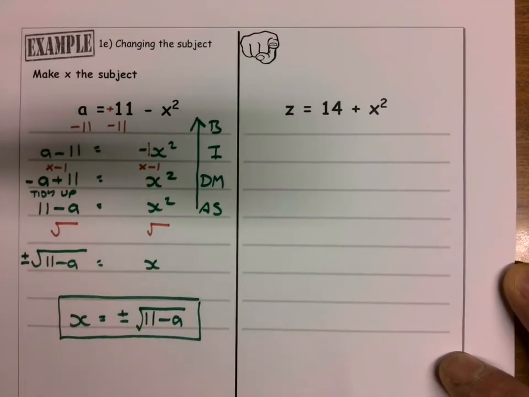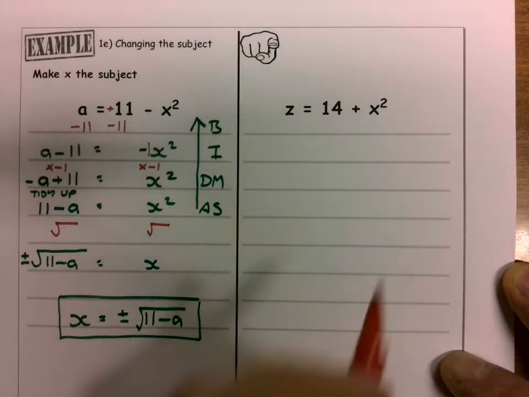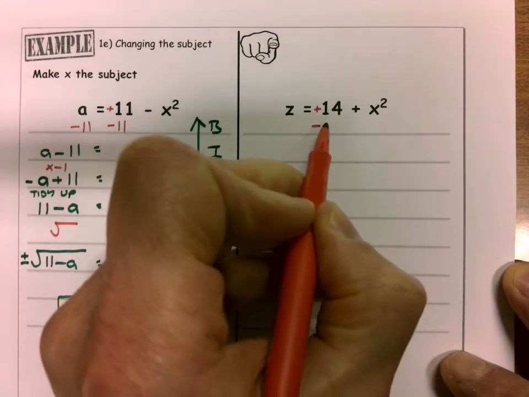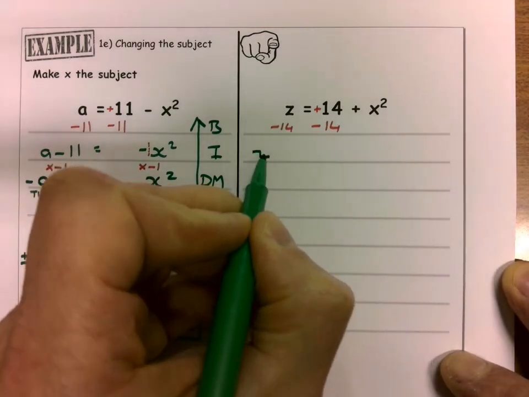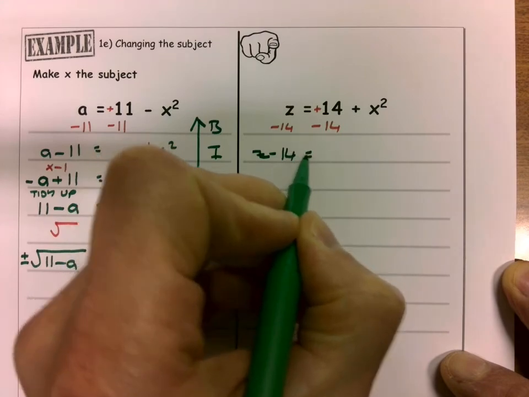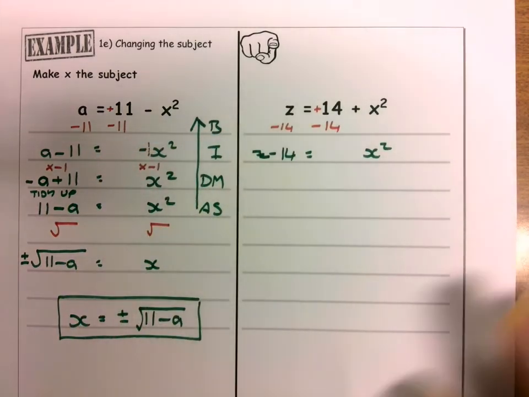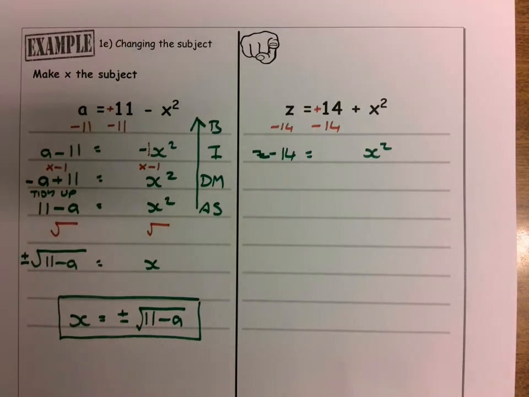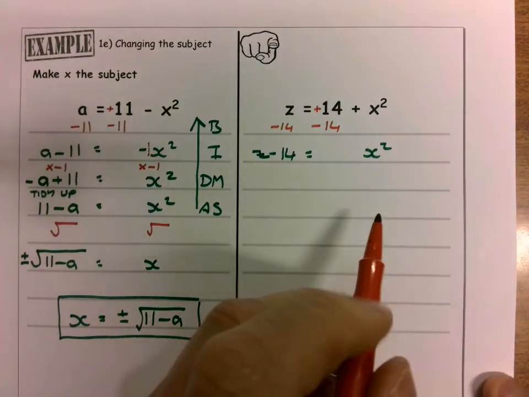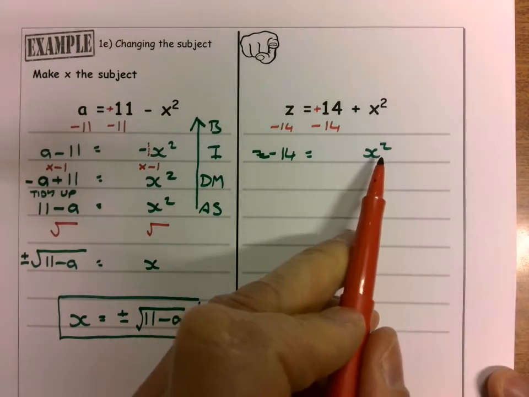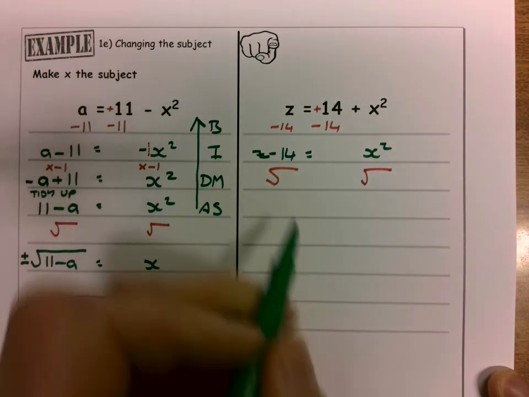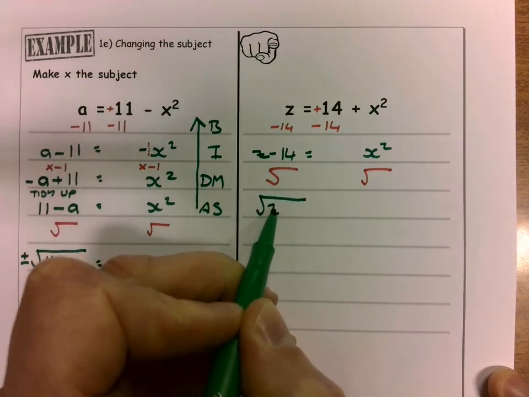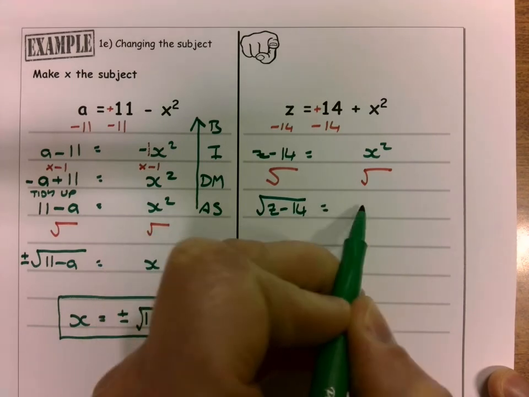Okay, so we've got z is 14 plus x squared, so that's like a positive 14. We're going to get rid of the 14 by taking 14 away. So now I've got z take away 14 is just x squared. So this one's a little bit simpler, because you've not got to do any of this business I was doing on the left hand side there about dividing or multiplying by minus 1, because my x squared is neat and tidy already. But of course I don't want x squared, I want x, so I need to square root all of that. So now I'm going to end up with z take 14 is x.